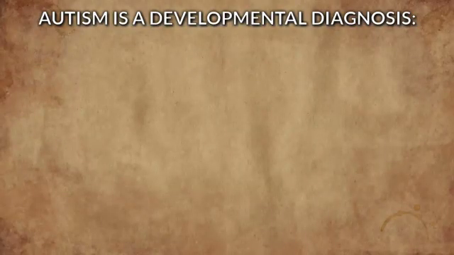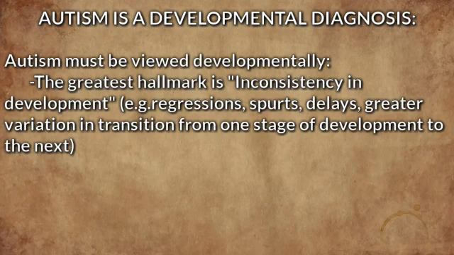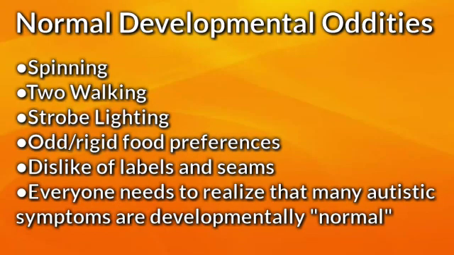Autism is a developmental diagnosis. Autism must be viewed developmentally. The greatest hallmark is inconsistency in development. For example, regressions, spurts, delays, greater variation in transition from one stage of development to the next. Normal developmental oddities: spinning, toe walking, straw lightning, or rigid food preference, dislike of labels and seams. Everyone needs to realize that many autistic symptoms are developmentally normal.